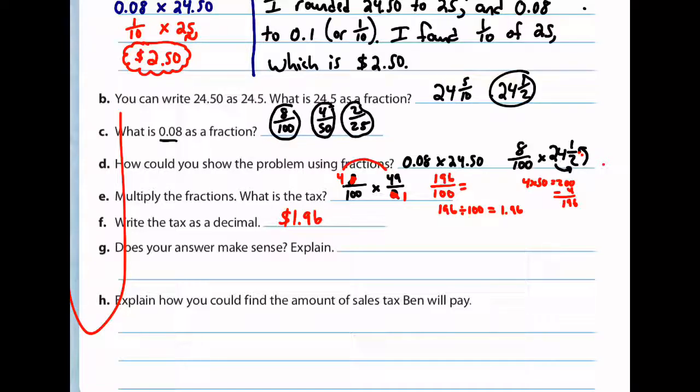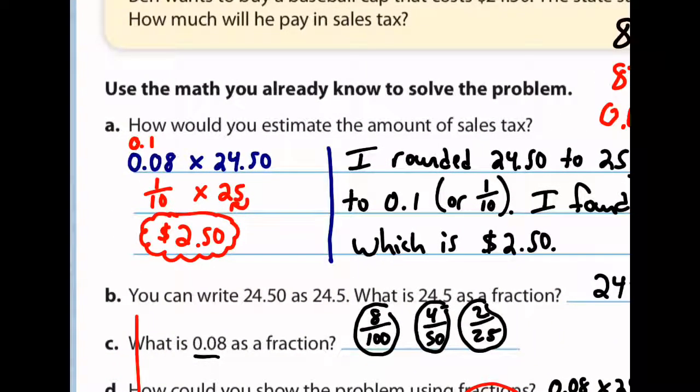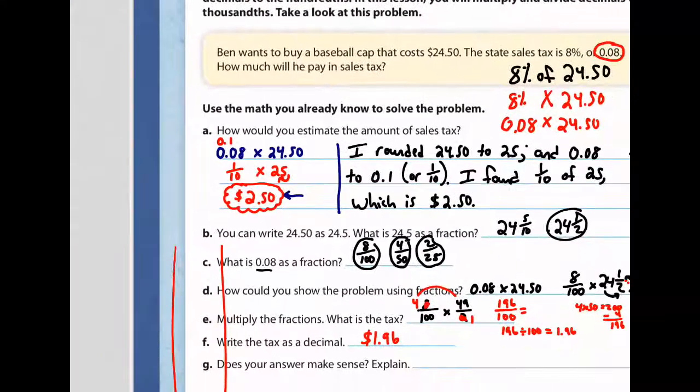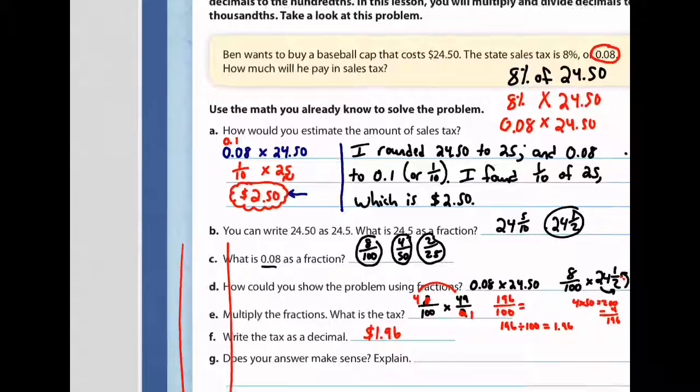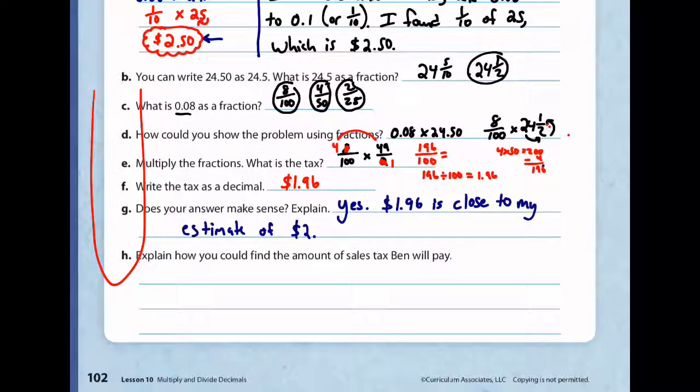So G, does your answer make sense? Explain. Well, here's what they're asking. Remember my estimate was about $2.50. So $1.96, that's about $2. So it's pretty close. So I would say yes. $1.96 is close to my estimate of $2.50. So I'm at least in the ballpark.